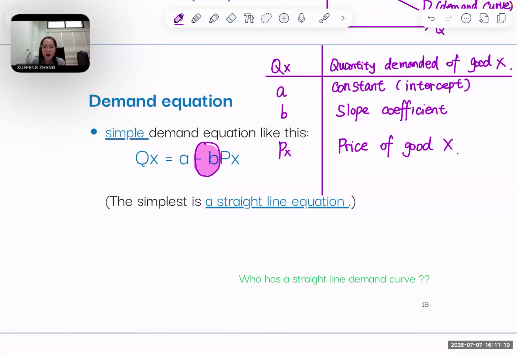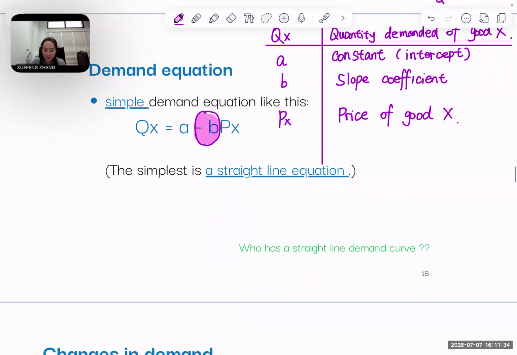So the minus sign is the law of demand in math form. It means if price goes up, quantity goes down, right? Opposite relationship. Okay, so the negative sign, let me write it here. Actually, it's the law of demand.